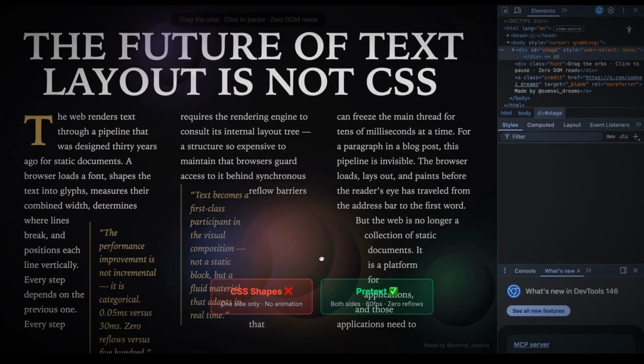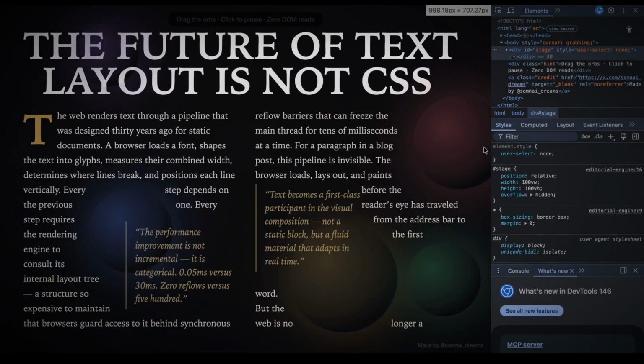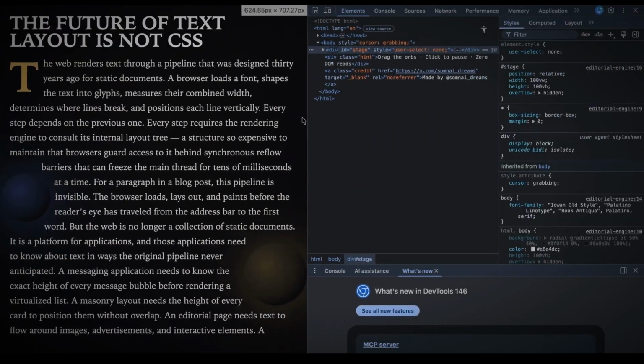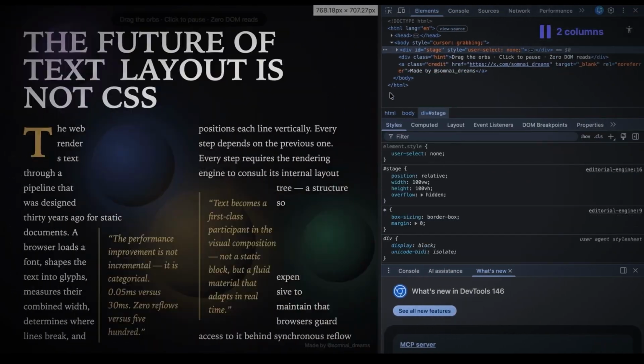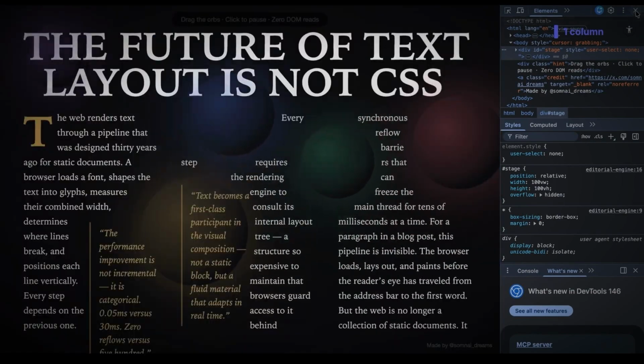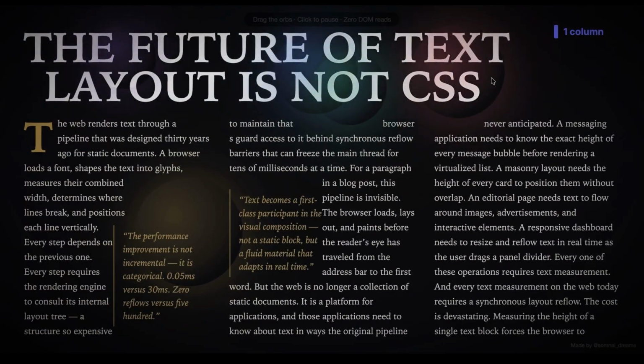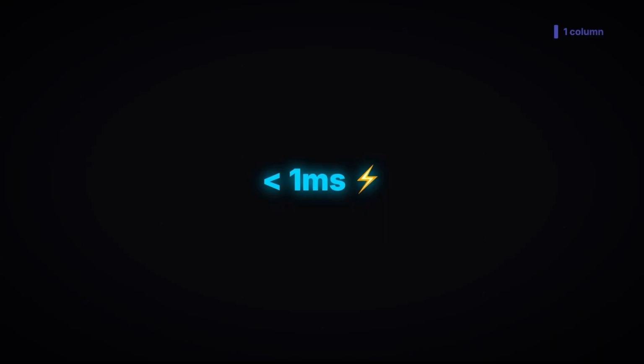CSS can't do this. One side only, no animation. Pretext just handles it. Resize the window, 3 columns becomes 1, text hands off seamlessly, no jumps, no gaps, under 1 millisecond.